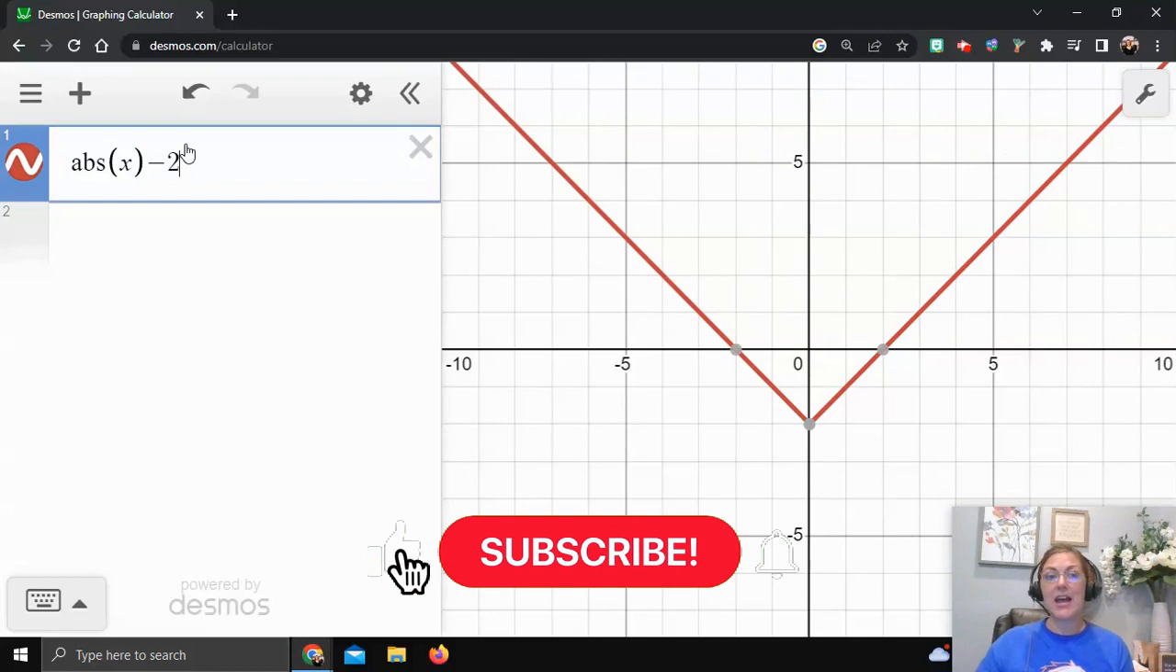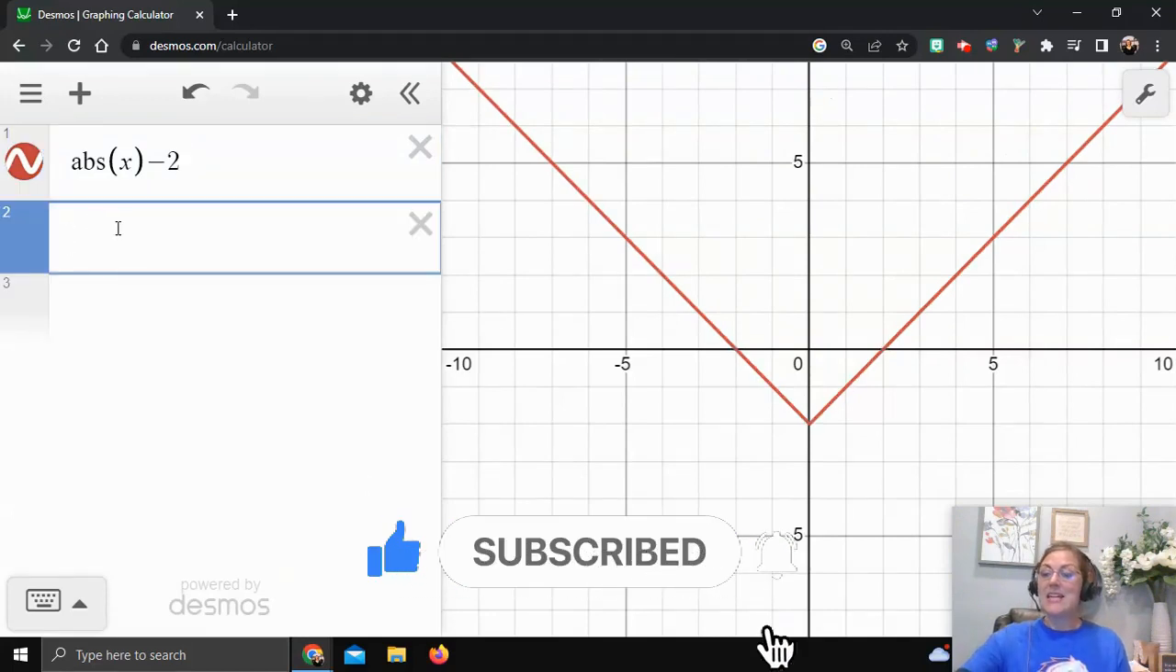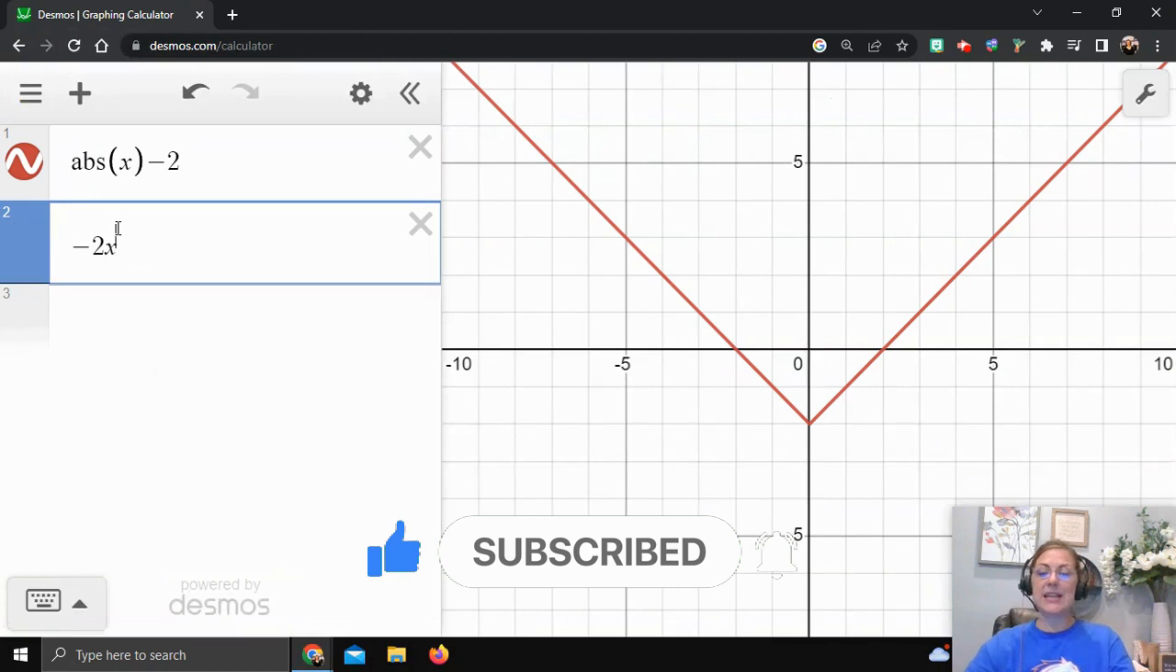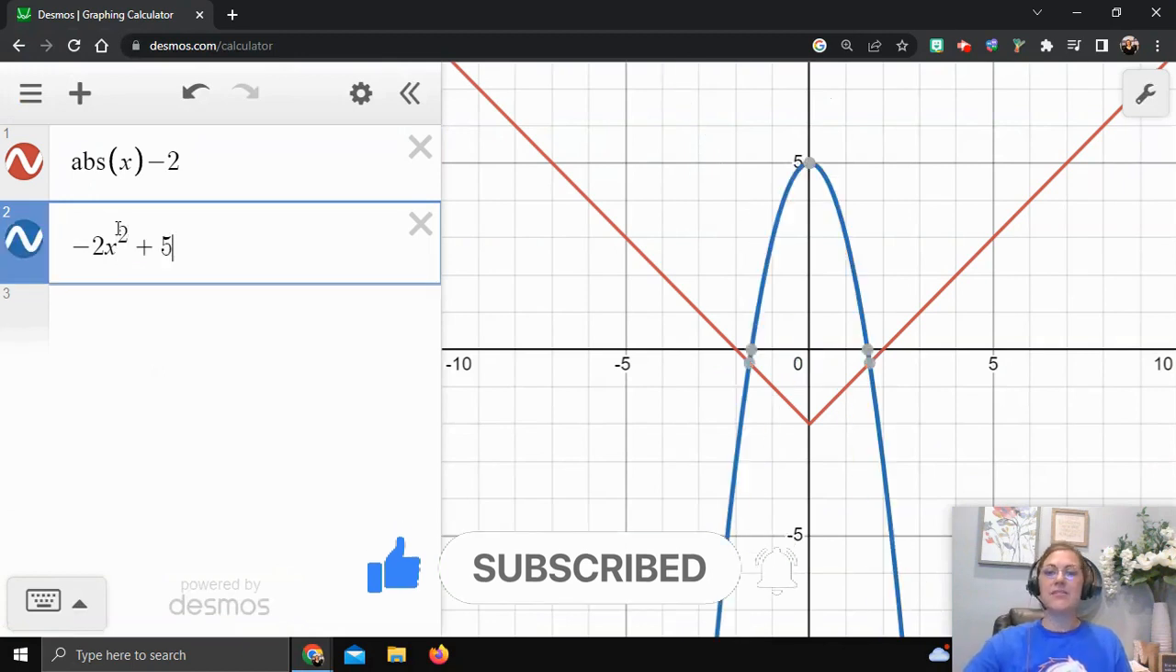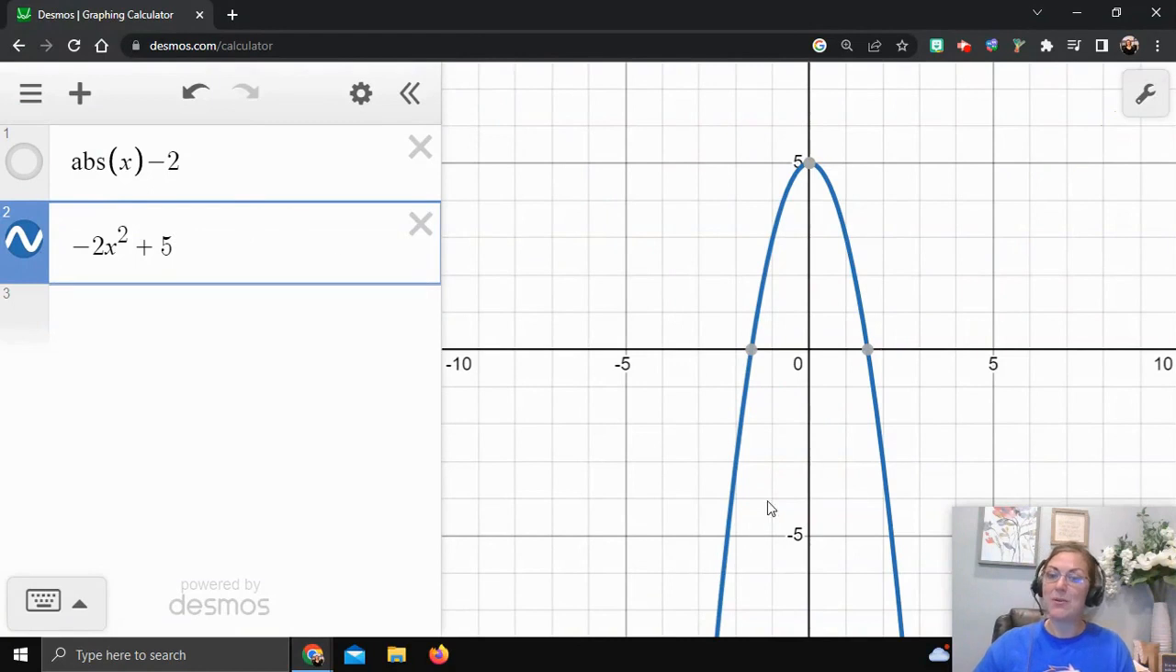Let's take a look then at the second graph. All right, I've got negative 2x to the second plus 5, and that's my blue graph. By the way, if you want to turn the graphs off, you can just click that circle to the left and it won't graph it anymore. But notice on this one, I do get a mirror image. I can fold it along the y-axis. And so this, I would say yes, also is symmetric to the y-axis.